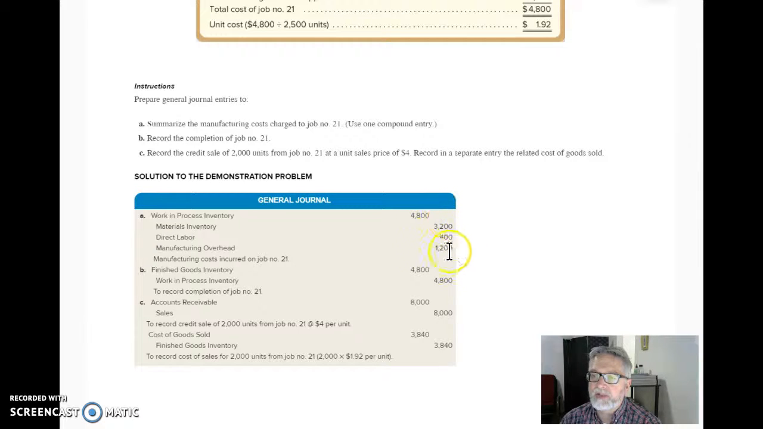The original debits happened in their respective accounts, and then work in process inventory was debited for the sum of those amounts. Then, when the job was completed, finished goods inventory was debited and the work in process was credited out. So that'll be your second entry, and you can follow that.